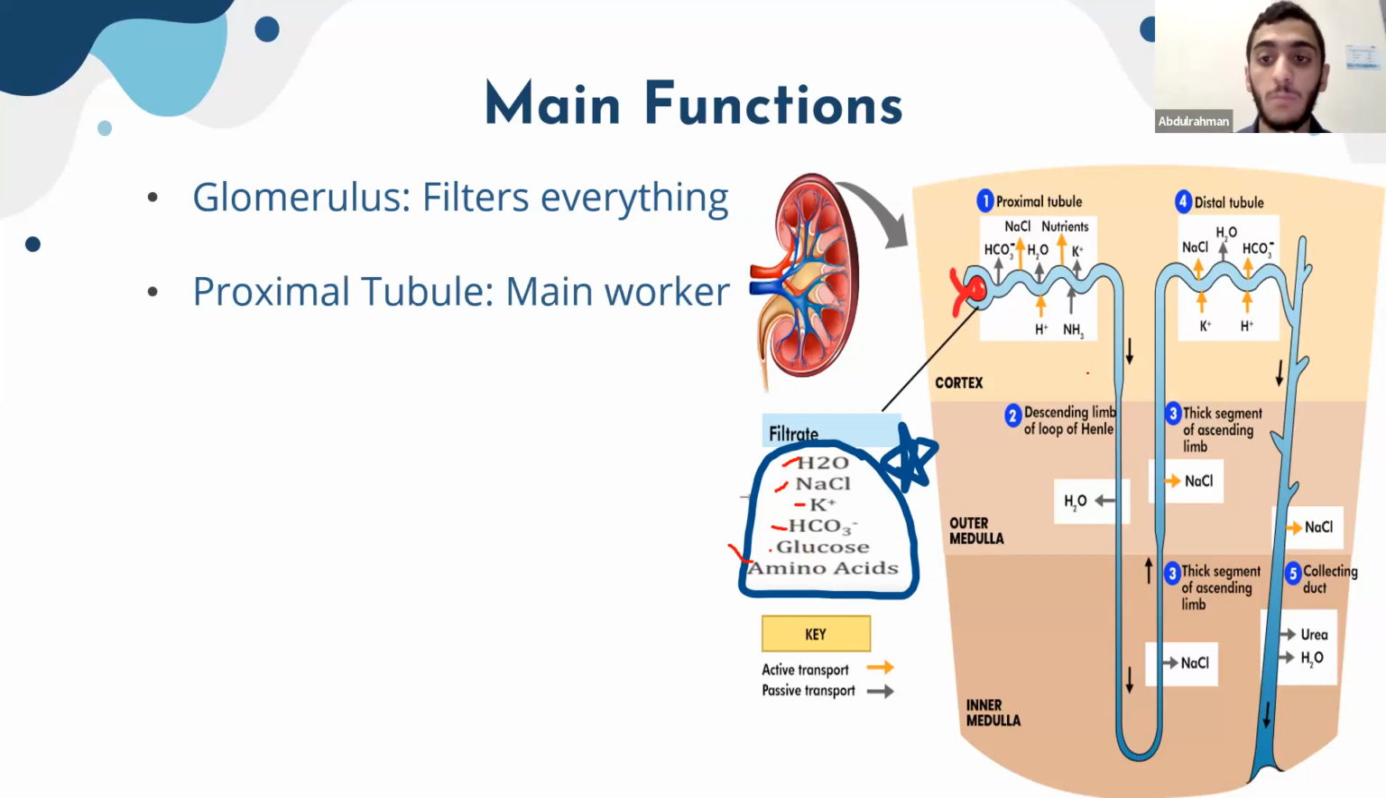What exactly do we mean by the proximal tubule is the main worker? I mean, you can't really notice it in this picture, but once we get into the actual physiology, don't look at the picture, just understand it with me. So I said we filter water, sodium chloride, potassium, bicarbonate, glucose, amino acids. They're no longer in your blood, okay? Now they are in your urinary system. So your body thinks that you don't have these things, tamam?